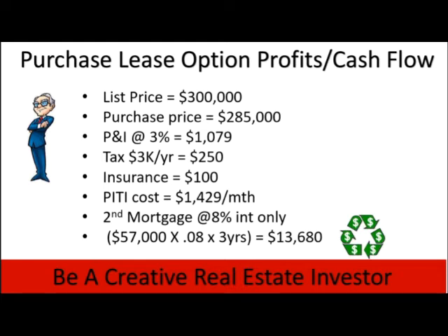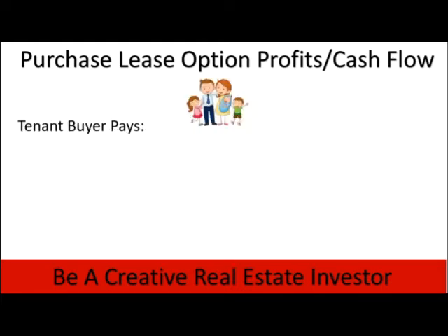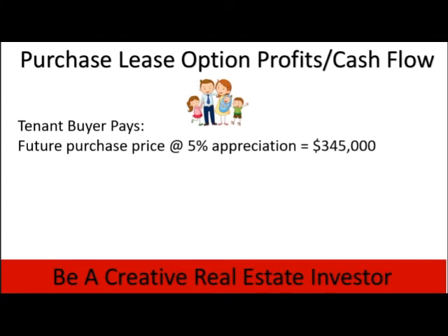Your second mortgage at 8% interest only is going to work out to $13,680 per year. Now the tenant buyer is paying you a future price based on a 5% appreciation, and this is whatever you can work out and feel comfortable with, but 5% is a pretty decent appreciation on average. So they're going to pay you $345,000 based upon the current market value.